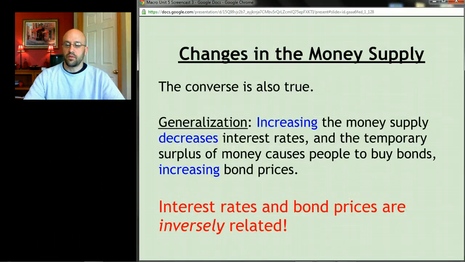Now it works in the opposite direction as well. The converse is also true. When the Federal Reserve increases the money supply by shifting that supply curve over to the right, we'll see that interest rates drop. And as a result, and along with this, bond prices tend to go up. Again, interest rates and bond prices are inversely related. And if all you do is memorize that, even without fully understanding that, that's probably good enough for the AP exam. But if you fully understand it, you'll have a little bit easier time understanding how monetary policy works moving forward.